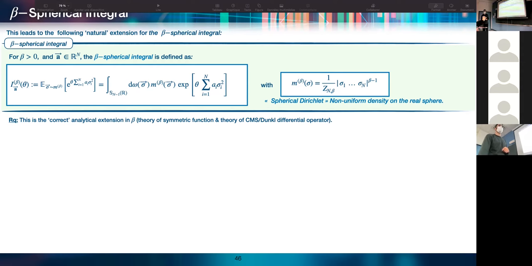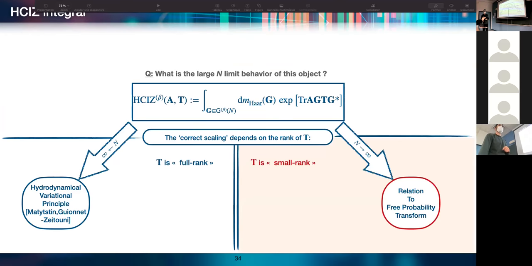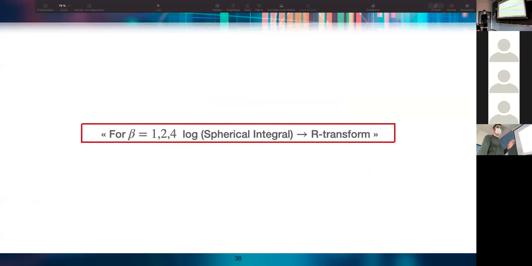So yeah, I think you explained the first HCIZ integral. Yes. And then we forget about this. We just take the first element of A rotated by G. That's a Laplace transform of G A G transpose, entry 1-1. Okay. And this is the object I study, and this is the object which is going to give the transform, not the full rank case.